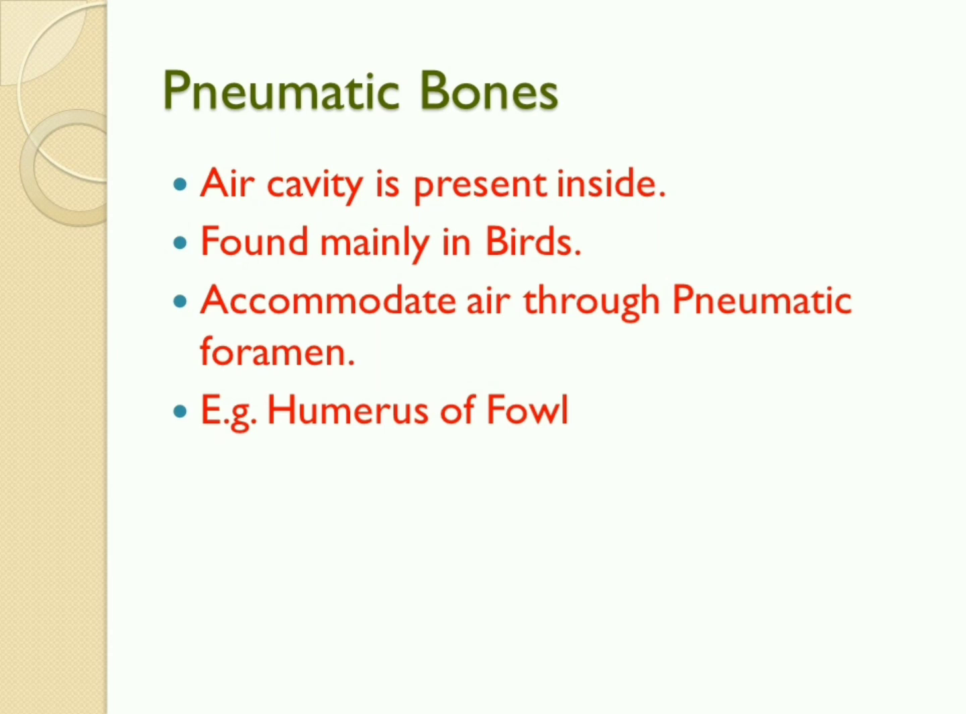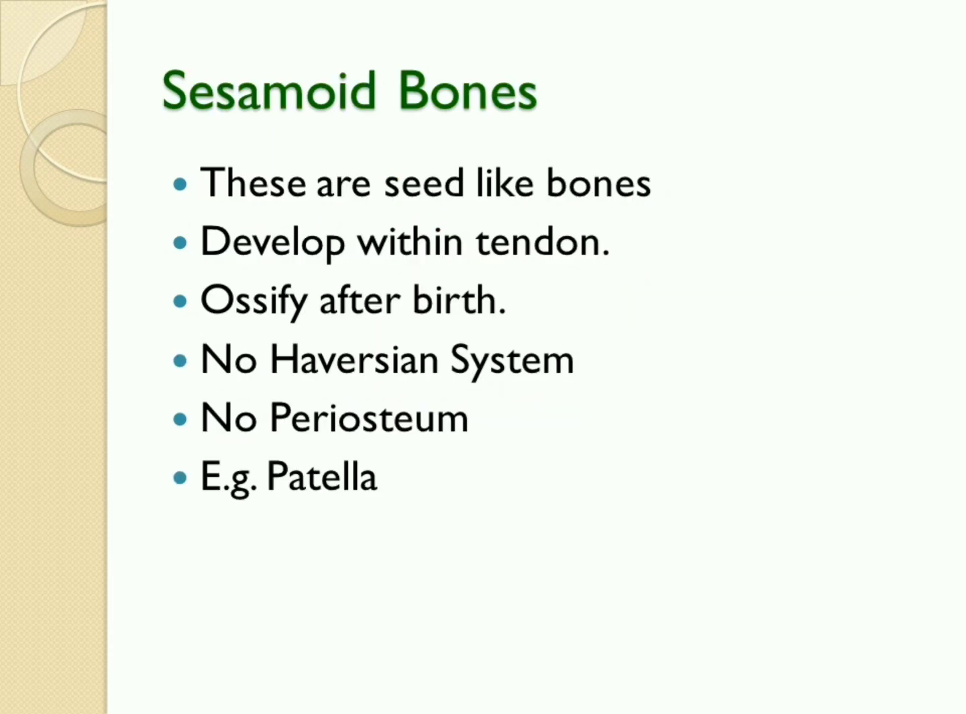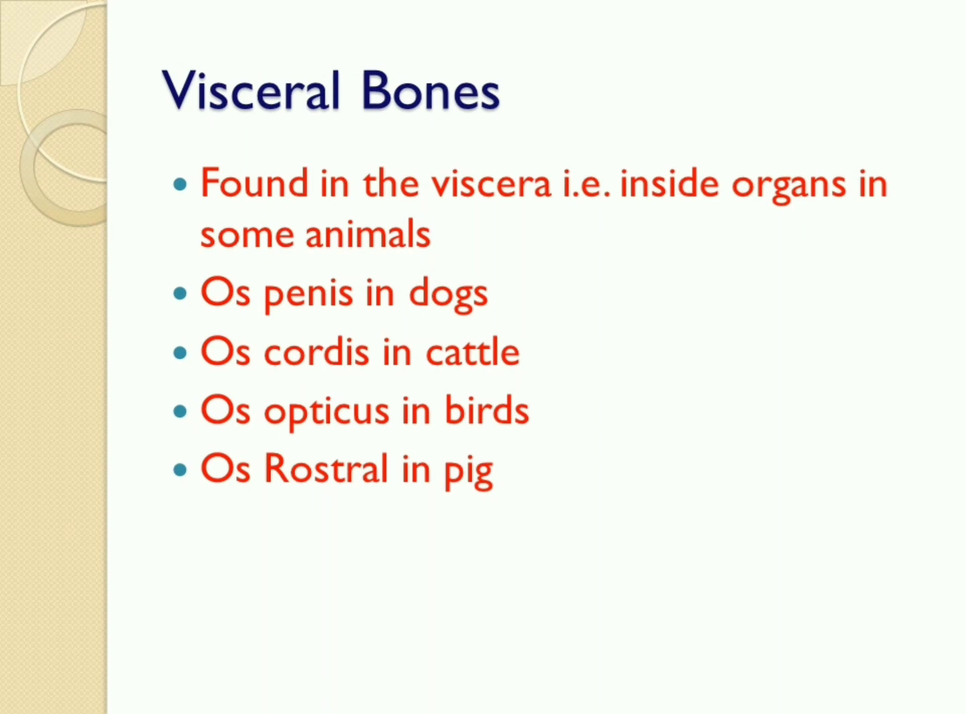Next, the sesamoid bones. These are seed-like bones. They develop within the tendon and then they ossify after birth. But there is no Haversian system present and also periosteum is absent in this type of bones. For example, patella. The visceral bones. They are mainly found in the viscera of the animal, meaning inside the organs in some animals. For example, os penis in dogs, os cordis in cattle, os opticus in birds and os rostrale in pig.